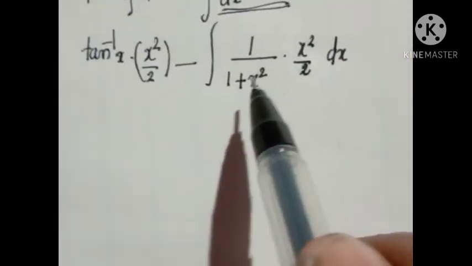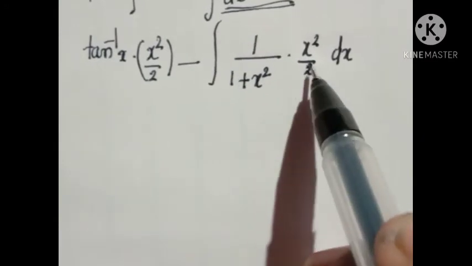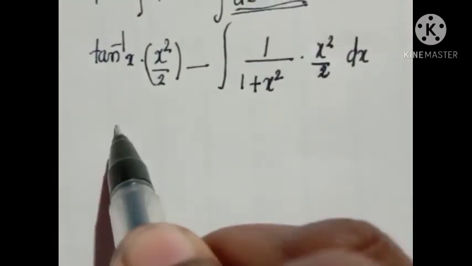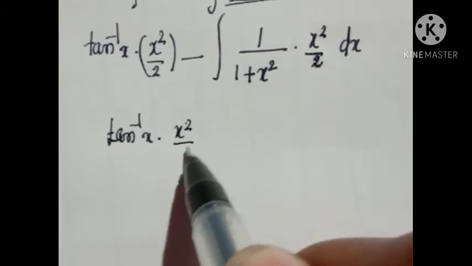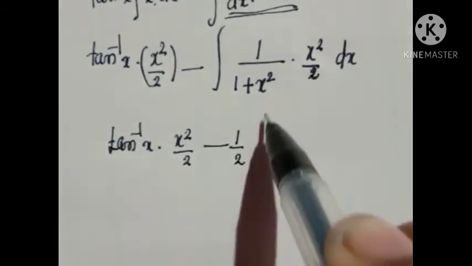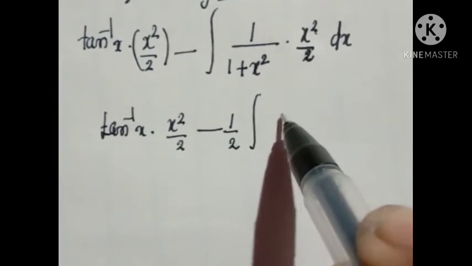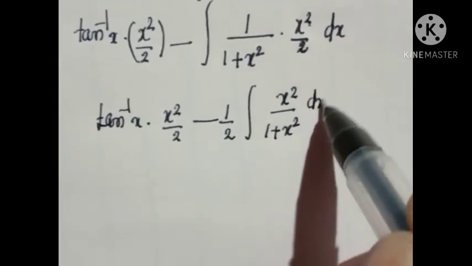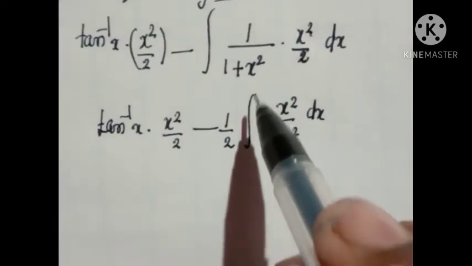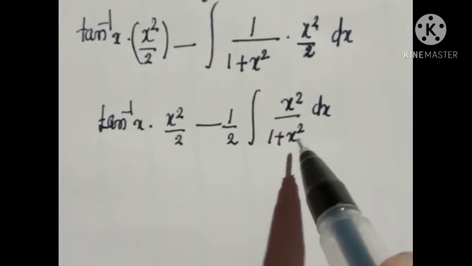Now here, listen, from here 1 by 2 is constant, so take it outside. So this is tan inverse x into x square by 2 minus 1 by 2 into integral, listen, x square by 1 plus x square dx. Okay, integral x square by 1 plus x square dx.